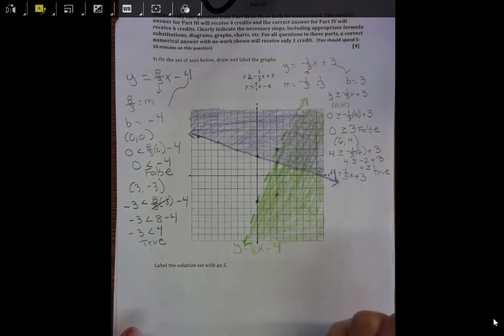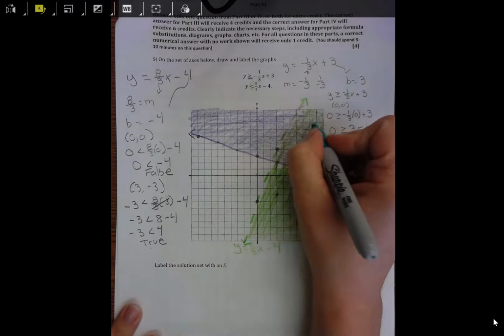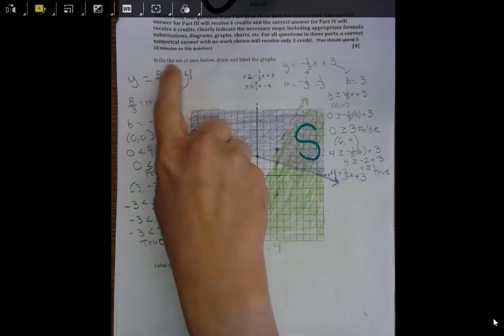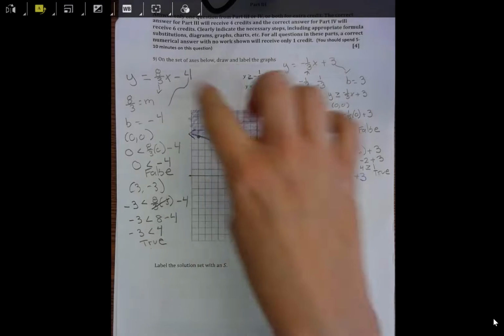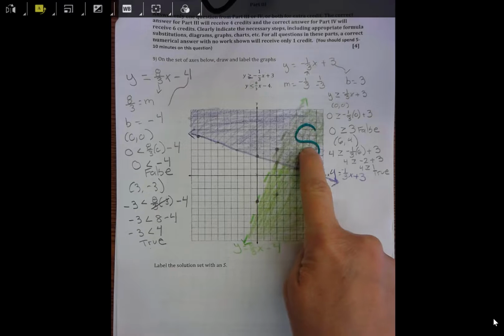So the solution, it says label the solution set with an S. The solution to this system would be over here where it's shaded both purple and green. So we've now solved the system. On the set of axes, I've drawn and labeled the graph. Here's where I drew it, here's where I labeled it. And then label the solution set with an S. I labeled it with an S.